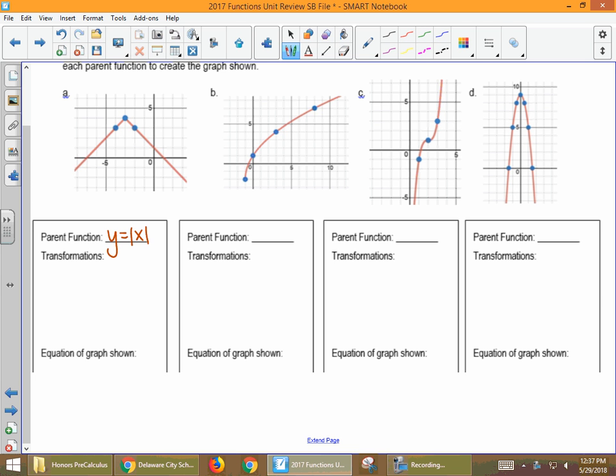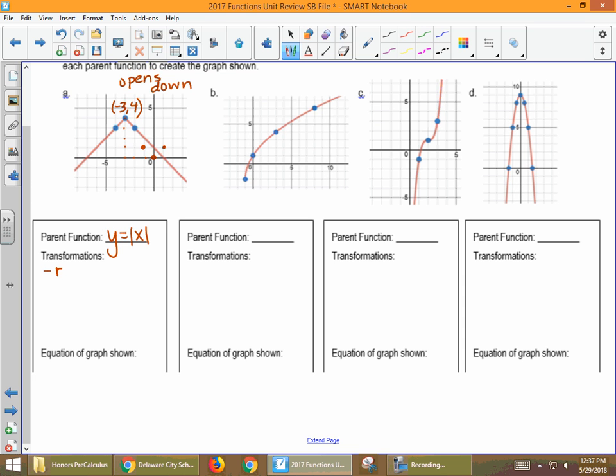So absolute value usually is centered at (0, 0) and has a slope of +1 on the right branch and -1 on the left branch. This has been moved, the vertex has been moved to (-3, 4). And it's been reflected since it's now opening down. But our slopes are still good. So we have 3 transformations happening here to absolute value of x.